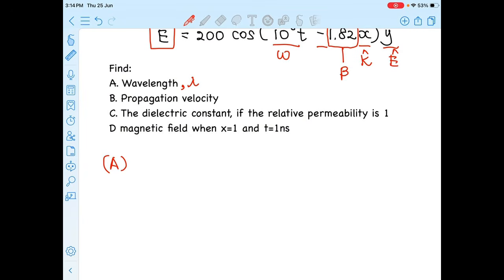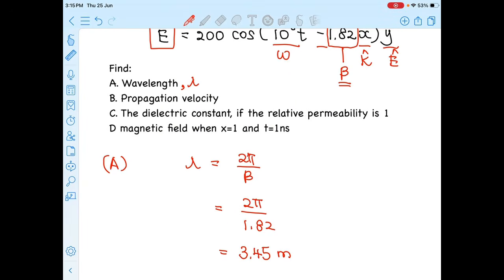For question A, lambda equals 2 pi over beta. The beta is here, 1.82. So we take 2 pi over 1.82, and you have 3.45 meters, because this is lambda.